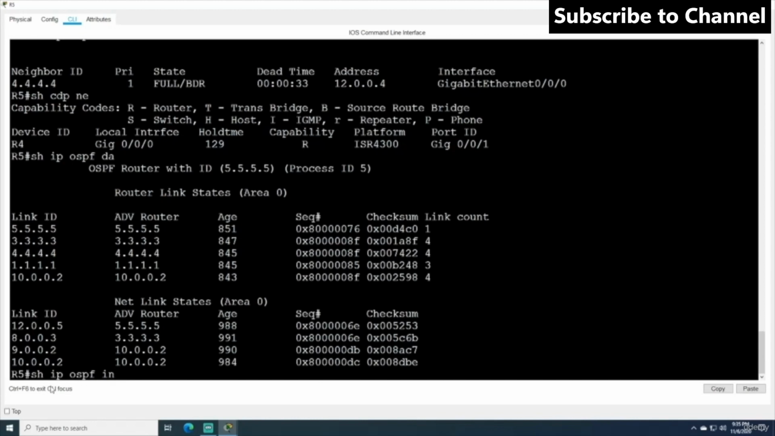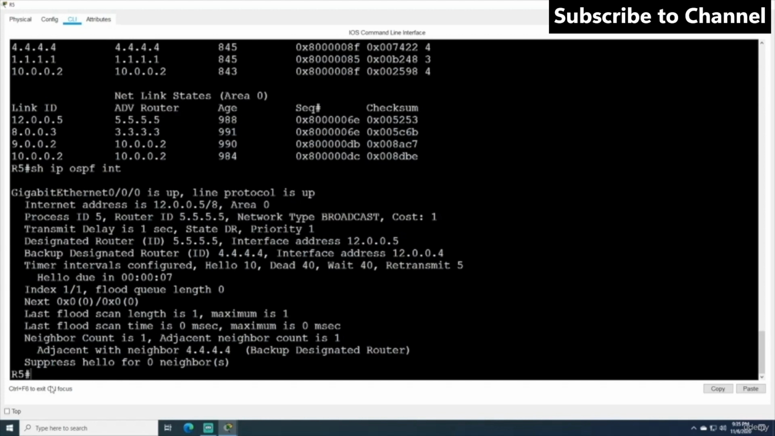And if we look at OSPF interfaces, we get only one interface because router 5 is only connected to the 12,000 network, so we don't have to scroll down or anything. And we can see that gigabit 0/0/0 is on the 12,000 network. We can see router 5's ID and process ID. We can see the cost of routing on this network is 1 because it's a gig network.